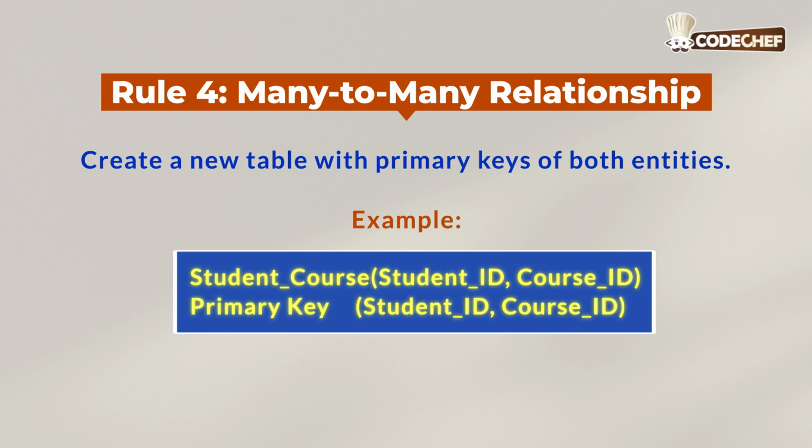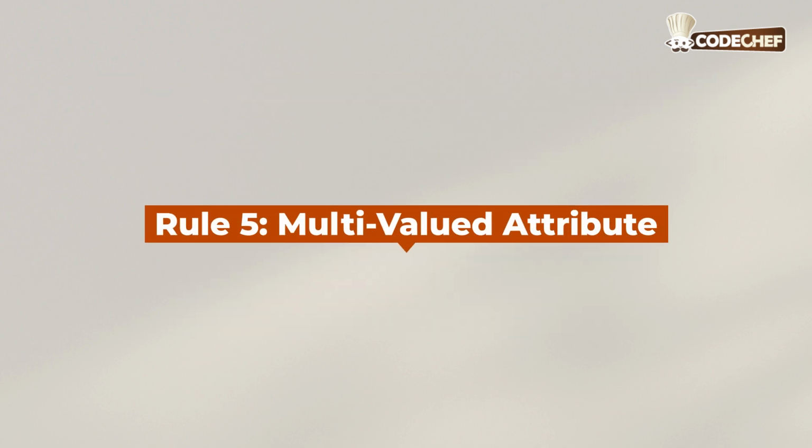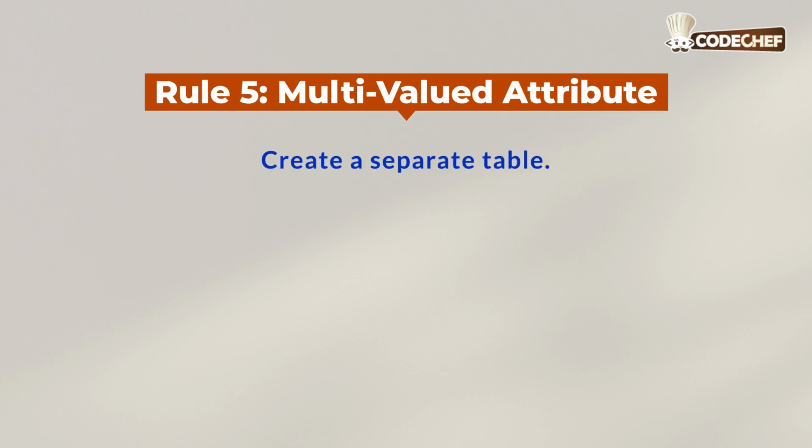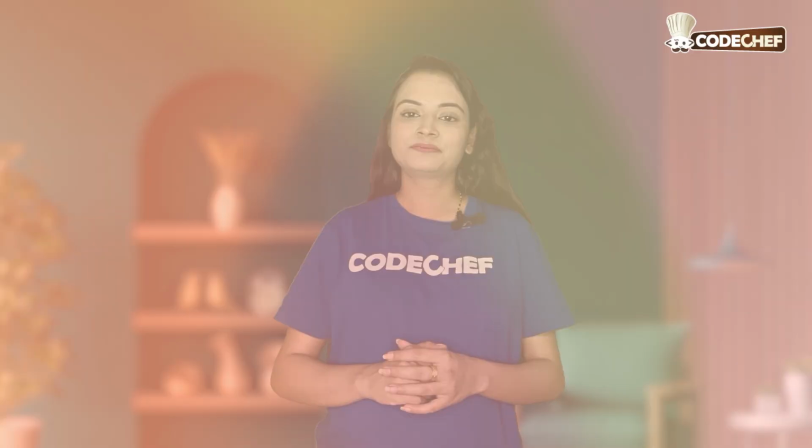Last but not the least, multi-valued attribute. So when one attribute can have multiple values, we create a separate table for such attributes. For example, student and phone. So one student can have multiple phone numbers, and when we want to create a table for such a relationship, we need to add student ID and phone number.